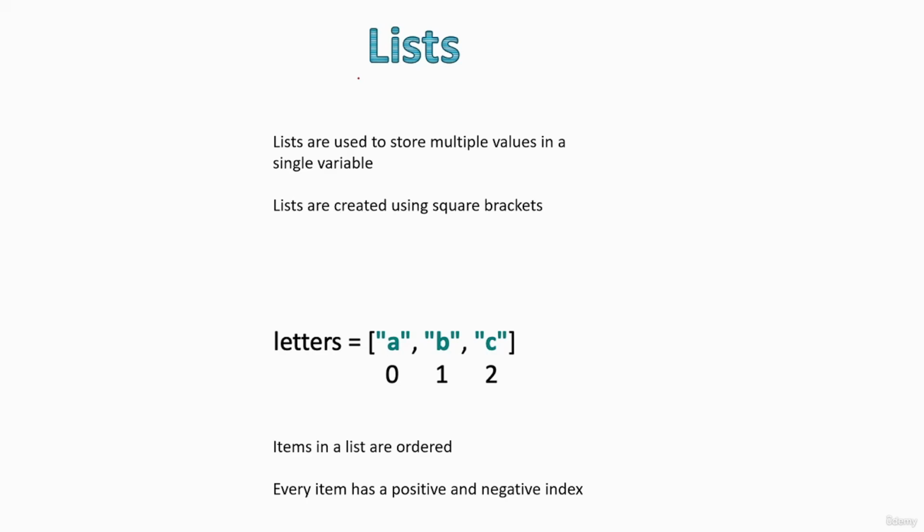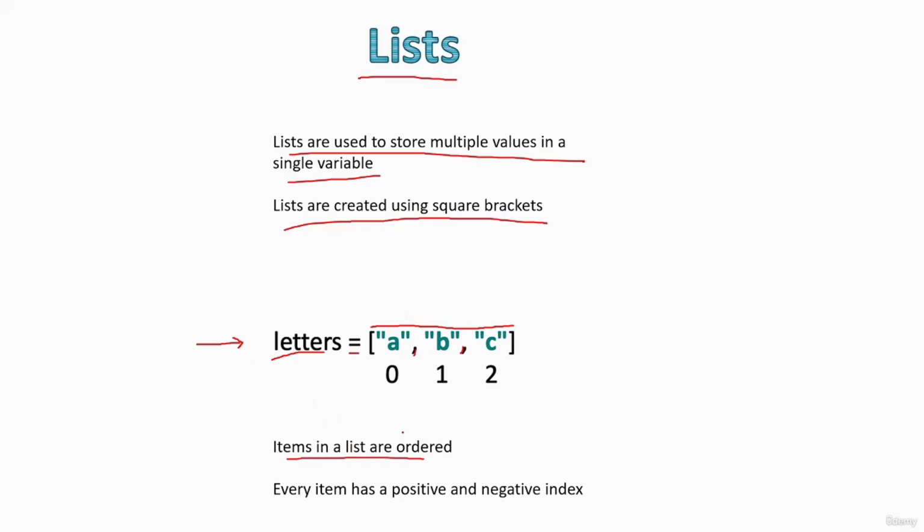Now let us talk about list. Lists are used to store multiple values in a single variable. They are created using square brackets. So this is the syntax for creating a list. We declare the name of the list, then assignment operator, then within the square brackets, we specify items separated by commas.